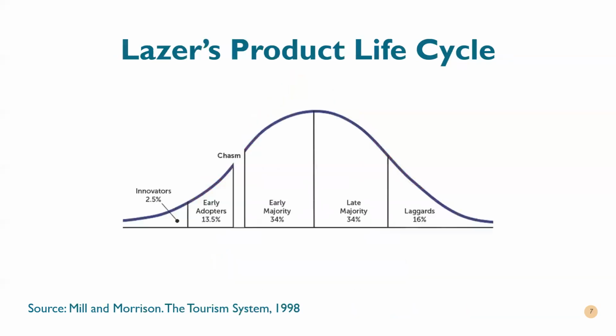Another illustration here is the Lazer's product life cycle, which is somehow similar with Plog's model. So according to Lazer, the first stage of the destination is visited by innovators, followed by the early adopters, and then during the peak season or the peak stage of the destination life cycle, it is usually visited by early majority, and then followed by late majority, and then during the decline stage of the destination, these are usually visited by the laggards.